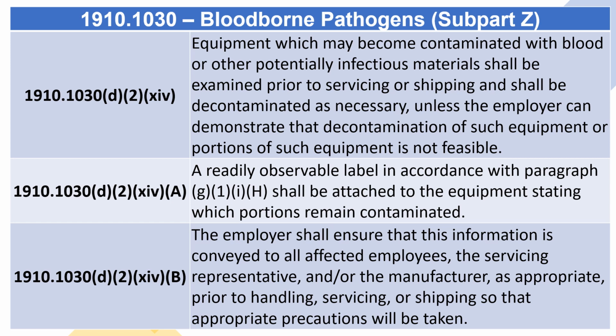1910.1030 D2(14)(a) through (b). A readily observable label in accordance with paragraph G1(i)(h) shall be attached to the equipment stating which portions remain contaminated. The employer shall ensure that this information is conveyed to all affected employees, the servicing representative, and/or the manufacturer, as appropriate, prior to handling, servicing, or shipping so that appropriate precautions will be taken.